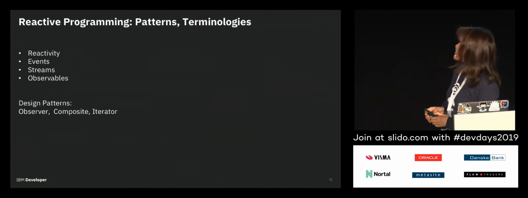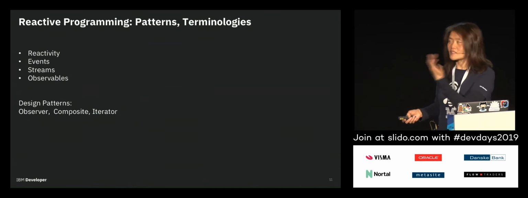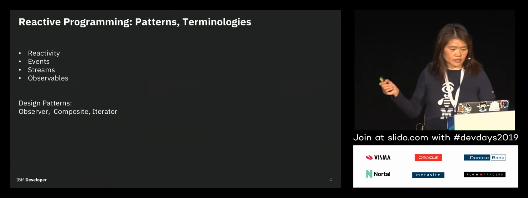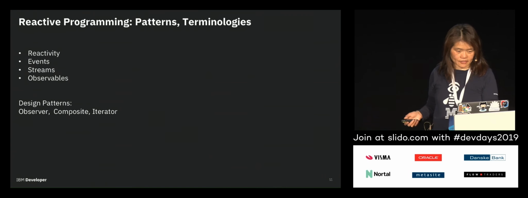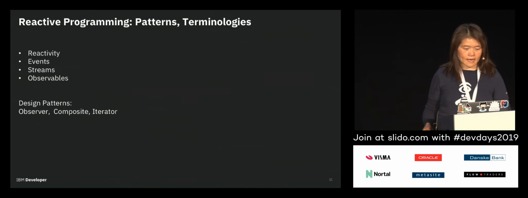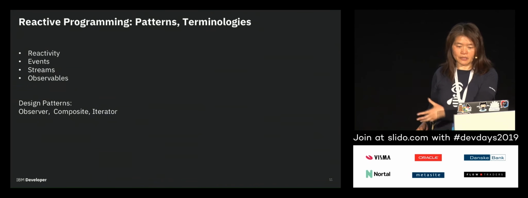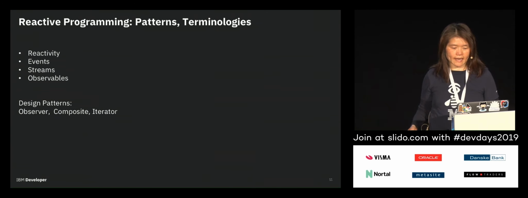Okay. Sorry. So I'll just go back to talking a bit about some of the concepts right now. We're going to reactive programming first. So some patterns and terminologies here. Reactivity is really the process of responding to external stimuli and propagating events. Events are really the stimuli in this case. And streams are the primitive representations of a sequence of data elements.